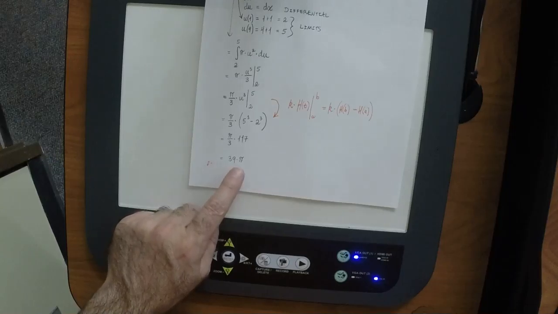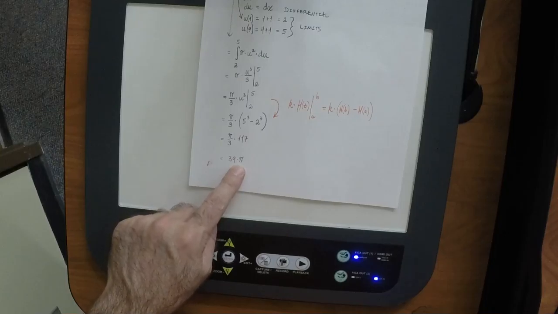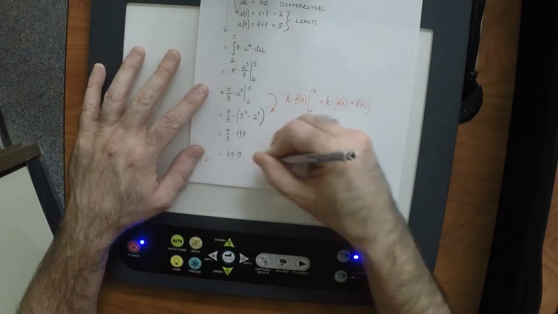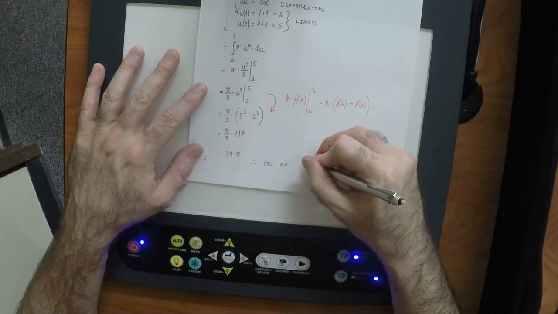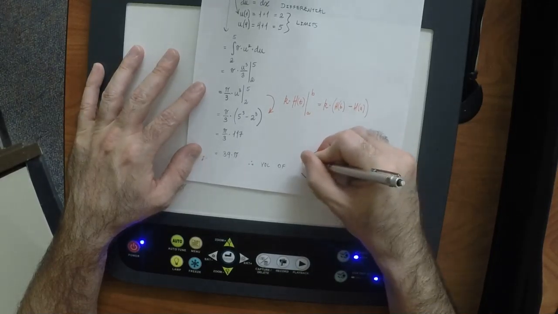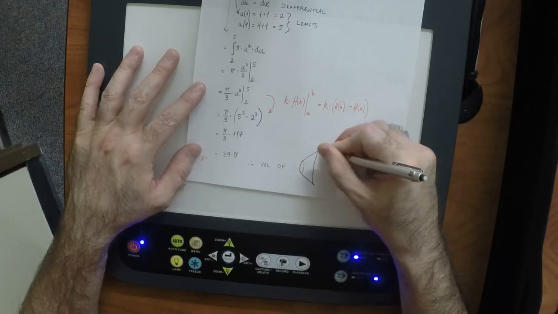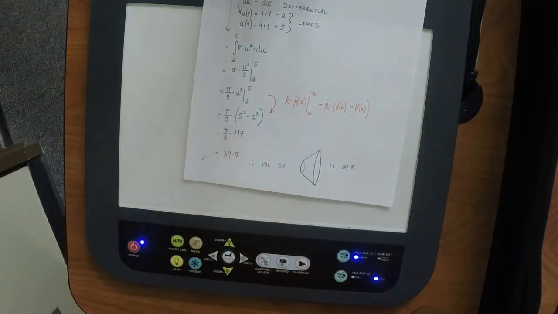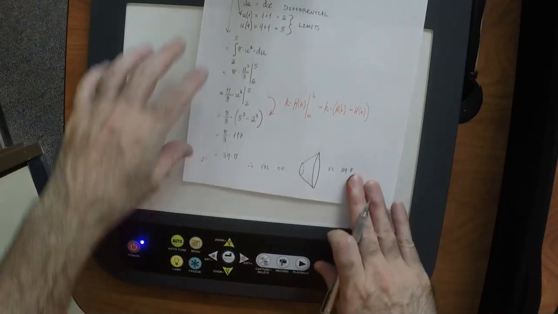But what's the meaning of this number? It's not an area. It's a volume, right? It's a volume of that frustum. So what we're saying is that therefore the volume of the thing that looks like this is 39 pi. So if this was in some suitable units like centimeters, I don't have any idea, then this would mean something like it would take 39 pi liters to fill it up. Good. Any question about this?